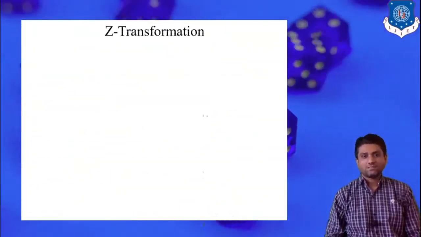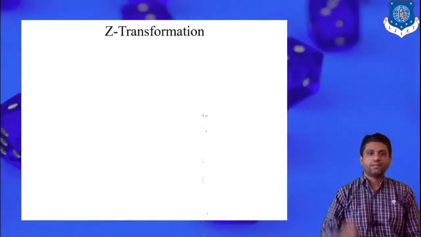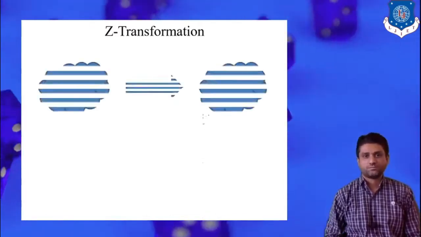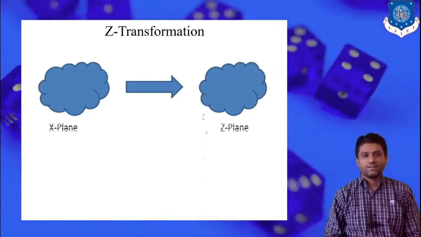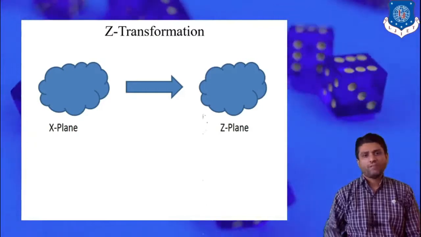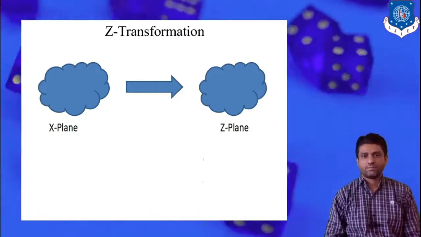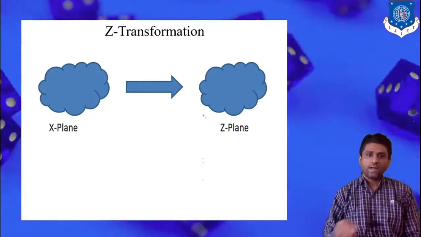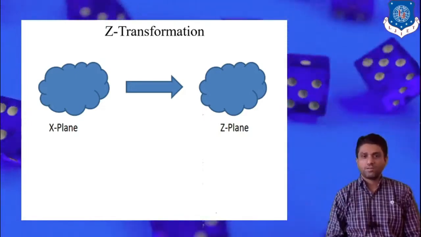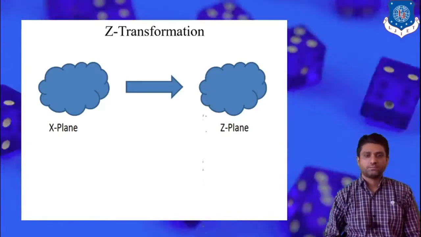When x exceeds the range minus 3 to 3, at that time we have to use a transformation, namely the Z transformation. The graphical representation is just like this. The left-hand side represents the x plane, and we are interested in finding the probability on that particular region. When x does not fall within the interval minus 3 to 3, we apply the Z transformation to convert the x plane to the Z plane.